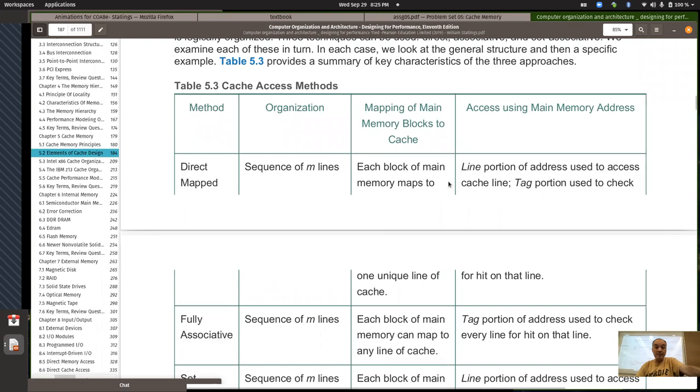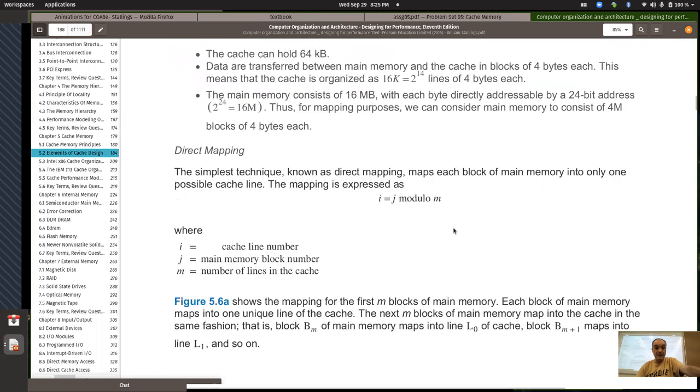Direct mapped is the easiest to understand. It's the simplest and could be the simplest to implement because of the simplicity of the way it works. It might not be as good performance-wise as an associative type of cache. So typically associative caches are used rather than direct mapping. With direct mapping, each of the blocks in memory maps to only one possible cache line, okay?